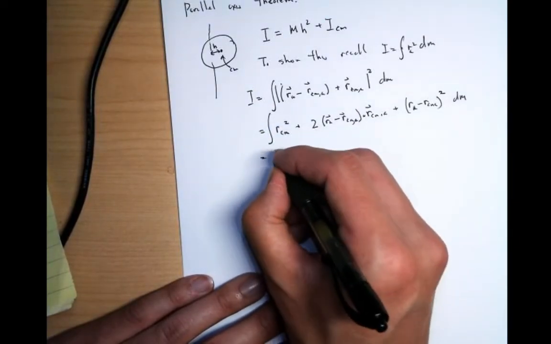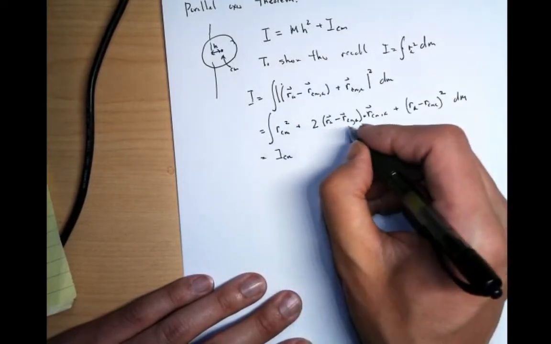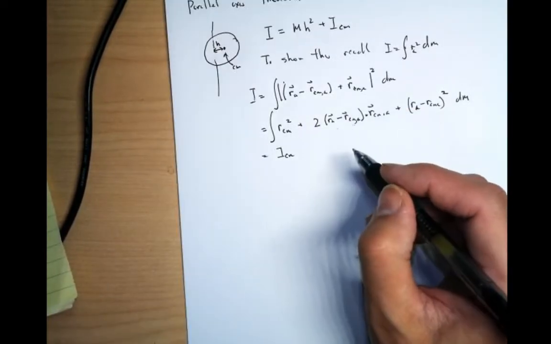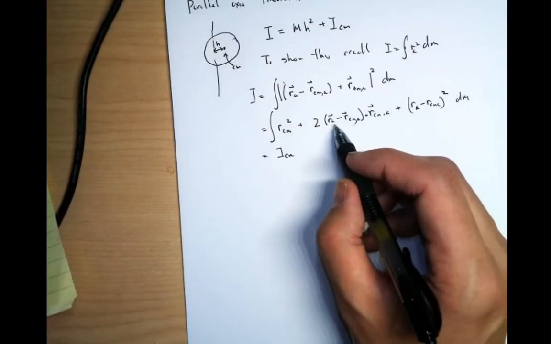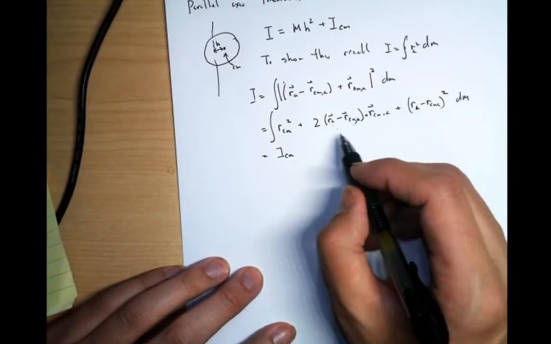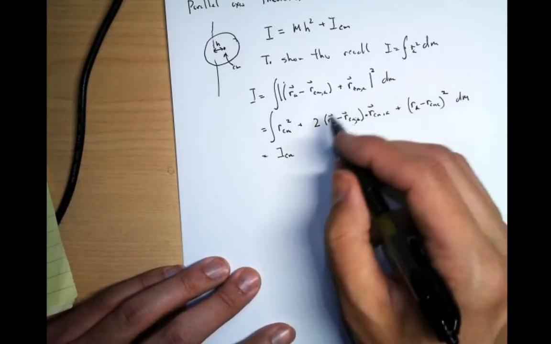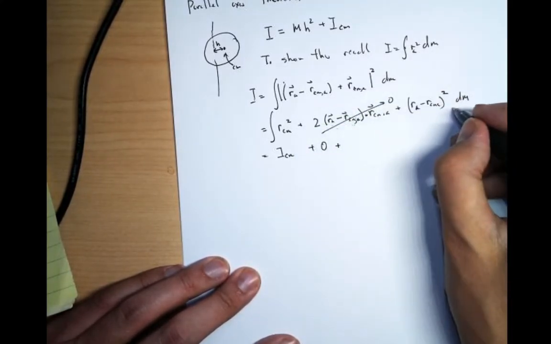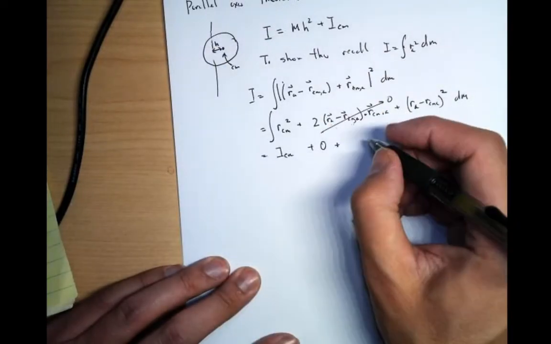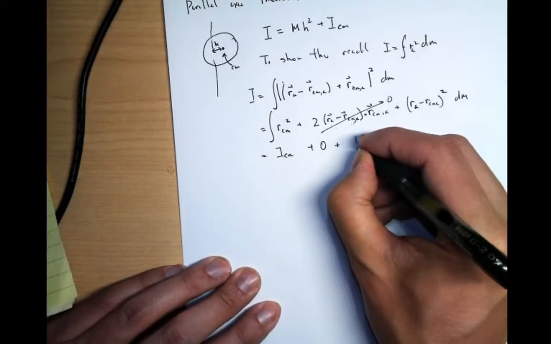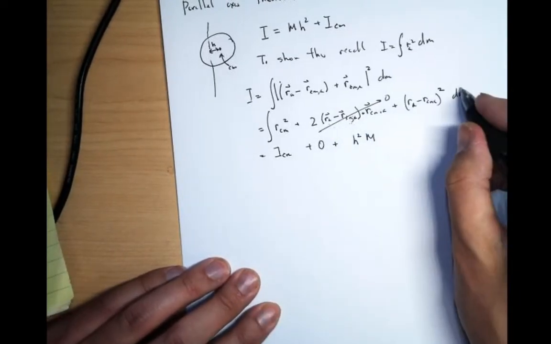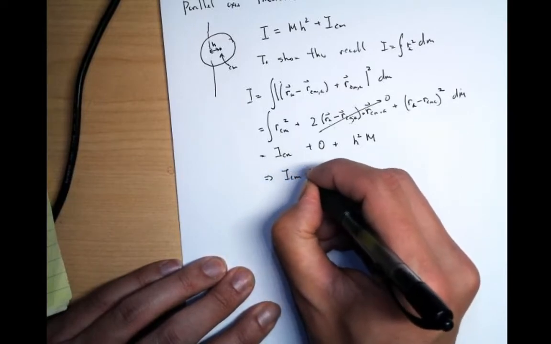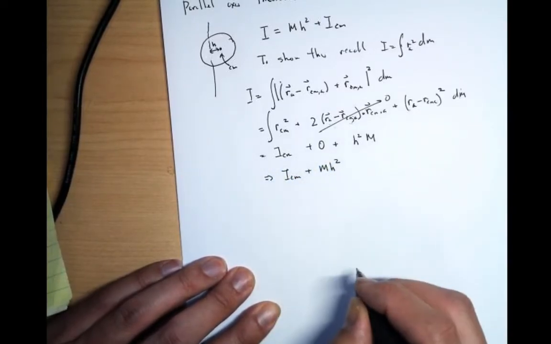So this first term right here, that's just I of cm, right? Now, this second term right here, this is just basically the distance relative to rcm, right? So when you integrate over this thing, this will effectively give you a zero. So the zero plus, this one is really just the distance h, right? Once you integrate over dm, so it's going to be basically h squared times m, because you integrate over all of m. And so this basically gives you the same as before, Icm plus mh squared, okay?